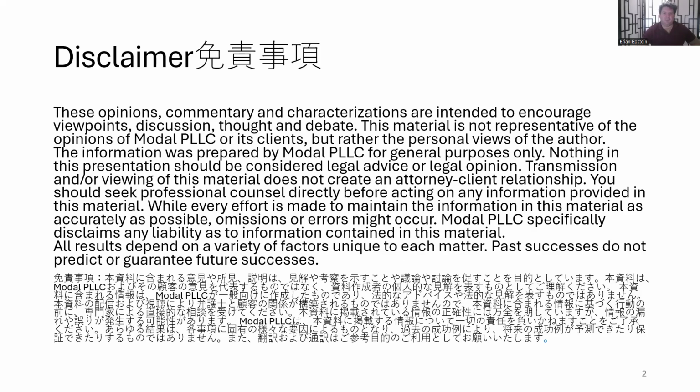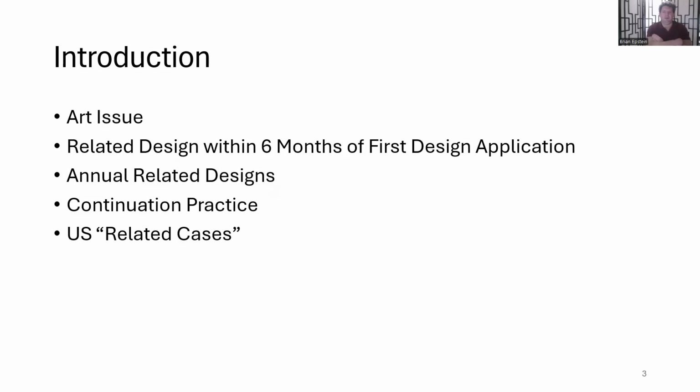This was a requested seminar, and today we'll be looking at the art issue that occurs when related designs from Japan get filed in America. We'll talk about two special cases, which are a related design being invented within 6 months of the first design application. By first design, I mean like primary design. Well, actually, here I literally mean first design.